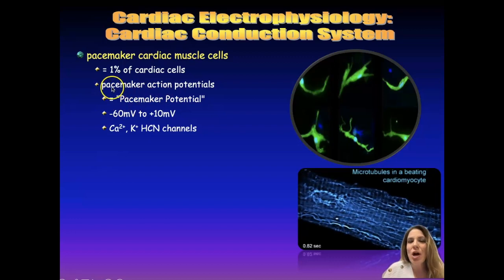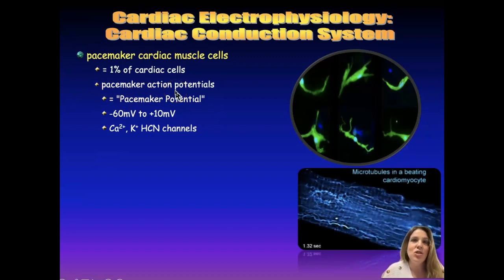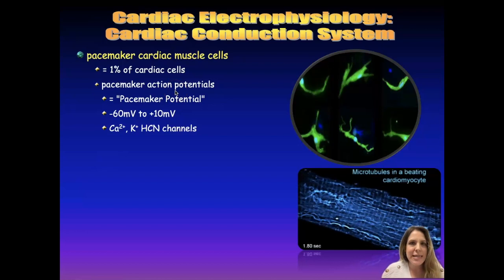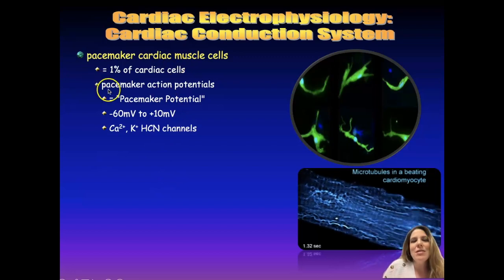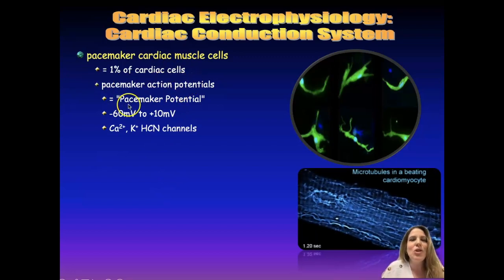So we're going to be talking about pacemaker action potentials, because how they occur is slightly different than how action potentials occur in the other types of cells we're going to talk about in a second. These pacemaker action potentials are called pacemaker potentials, and their range of voltage is going to go from a resting membrane potential of negative 60 millivolts all the way up to a maximum positive potential of positive 10 millivolts. And we'll see how this happens and what happens in between.